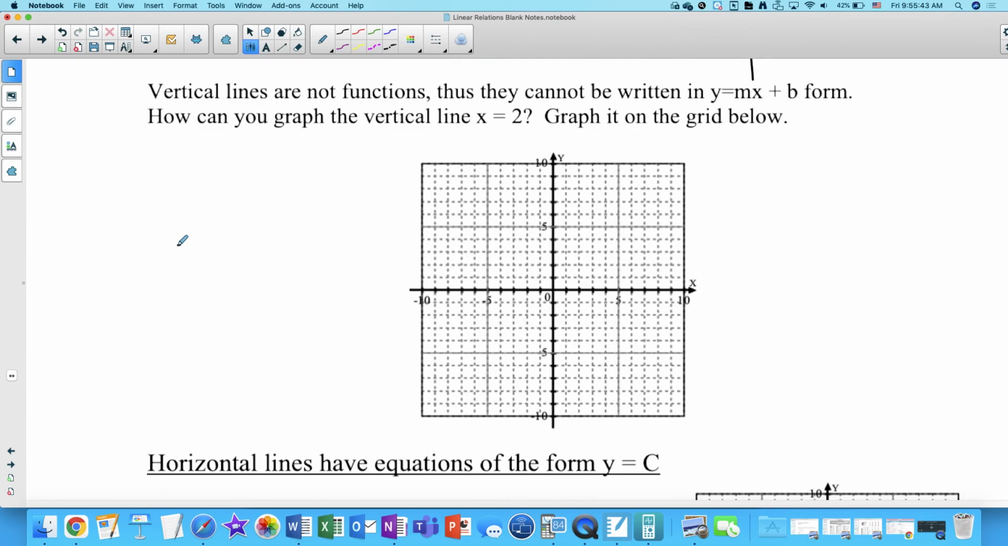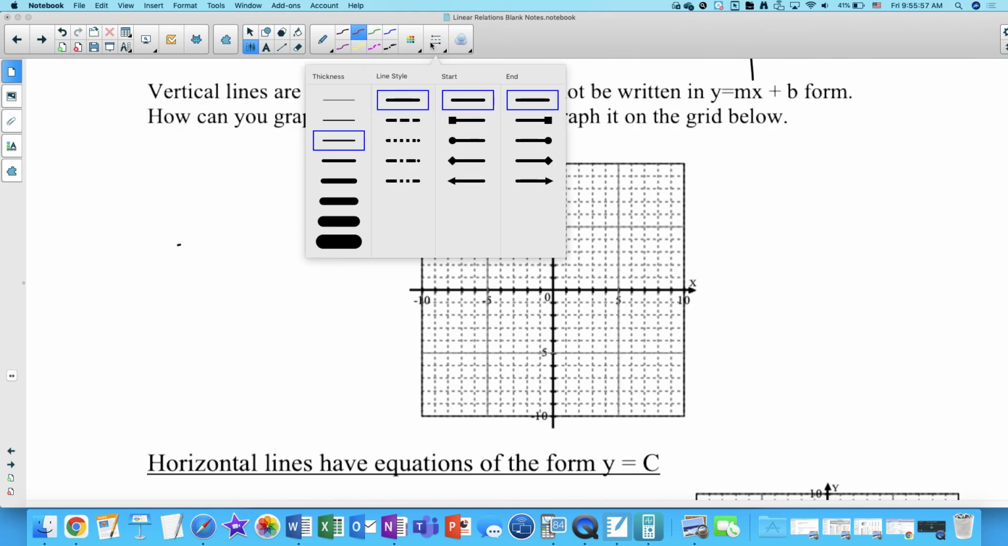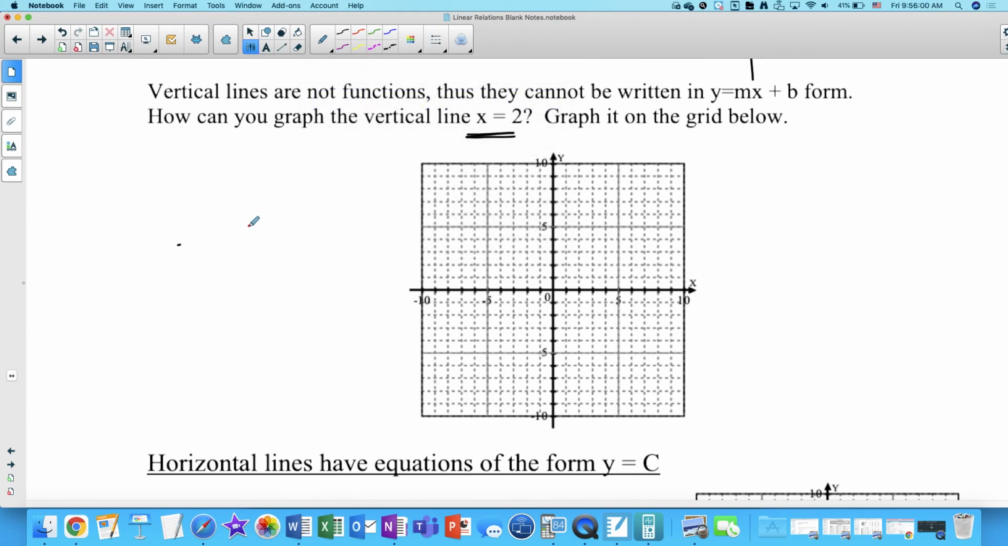We can still draw the line, right? The vertical line x equals 2 is going to be a vertical line right over here. And the reason why it has that equation is that all we really need to know about any point on this line is that horizontally it's at 2. Vertically it can be anywhere, so y doesn't even come into play in the equation. Okay? And we talked about that as well. All vertical lines can be written in the form x equals a number.